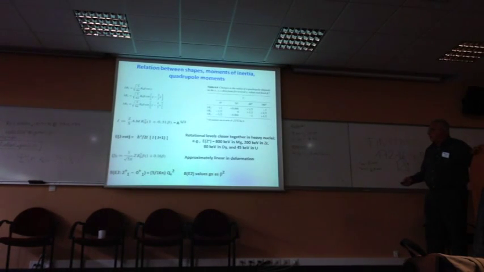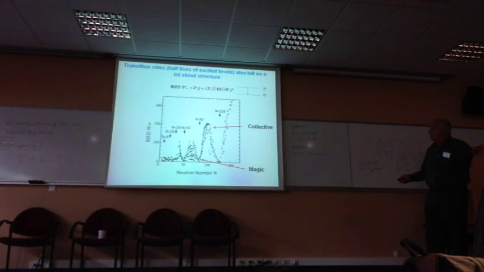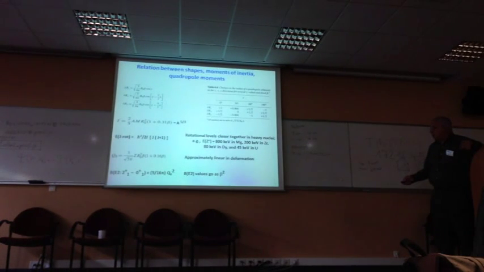I want to look at these BE2 values just experimentally for a moment. So you've seen this plot already. They're very, very small for magic nuclei. They're very big for collective deformed nuclei between magic numbers, near mid-shell. From these values, using this equation and this equation, we can actually experimentally extract beta.